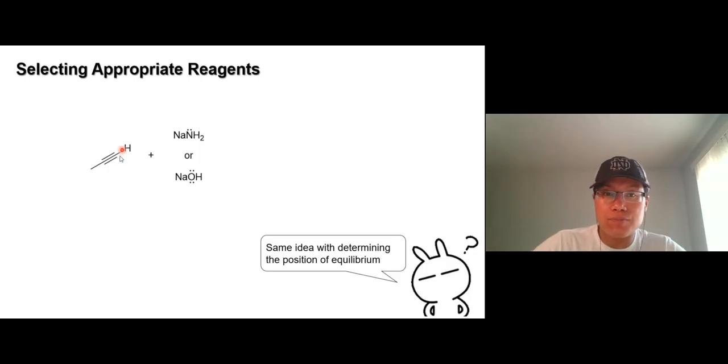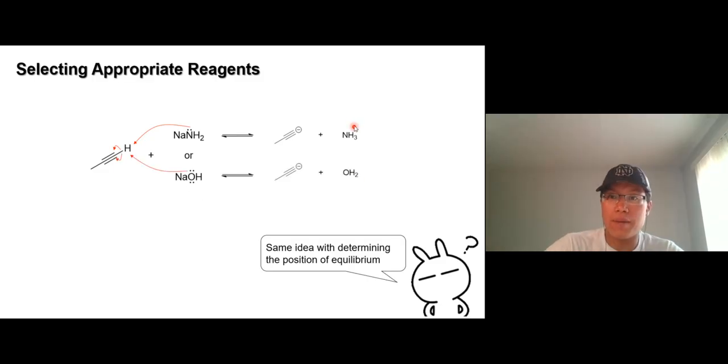So we have an acid, which is an alkyne, right? Now, whether we're going to use sodium amide or sodium hydroxide, which one will drive the reaction forward to the product side? Okay. Well, let's write down two scenarios here, two equilibria. If sodium amide acts as a base, you will get this product right there, right? If hydroxide acts as a base, you get that product. Here we go. You get water, you get ammonia.